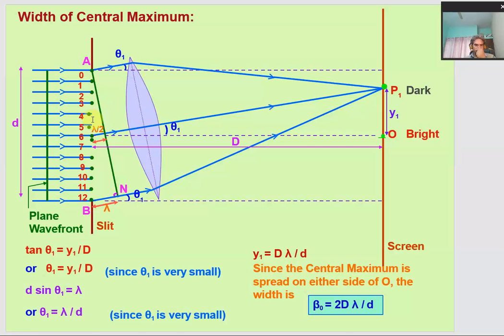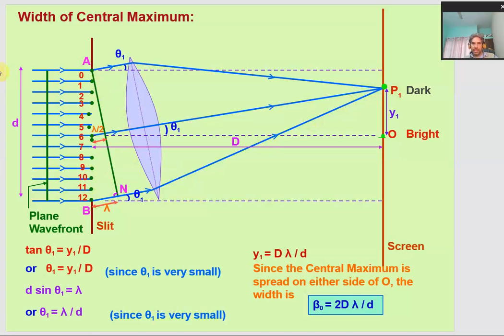Here, the plane wavefronts are approaching this slit, which is of width d. It may be d or anything else which is easy to remember. The light is coming from different sections of the slit. Suppose we are taking some point P1, which may be the position of a dark or a bright fringe, right? The light coming from the first point A and the light coming from the final point B are converging at point P1, right?